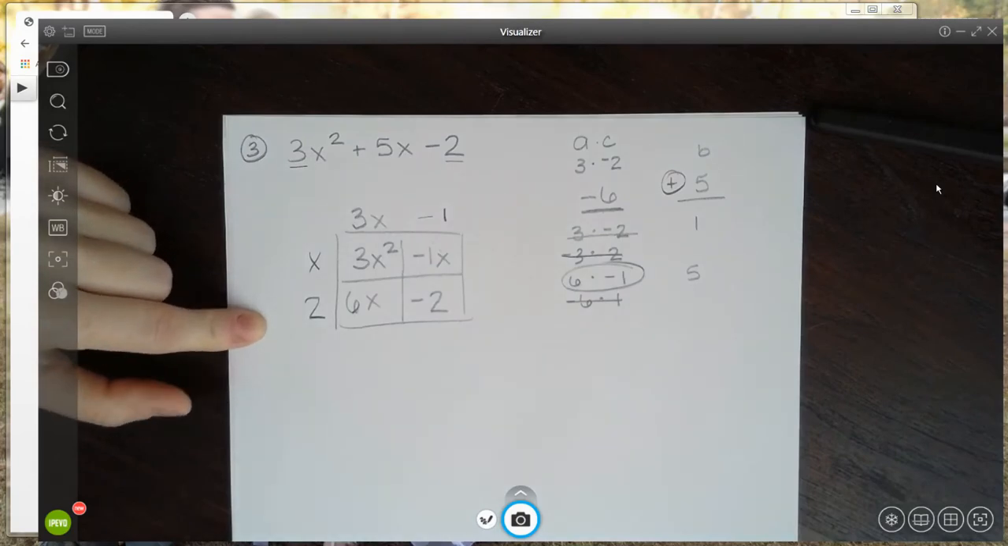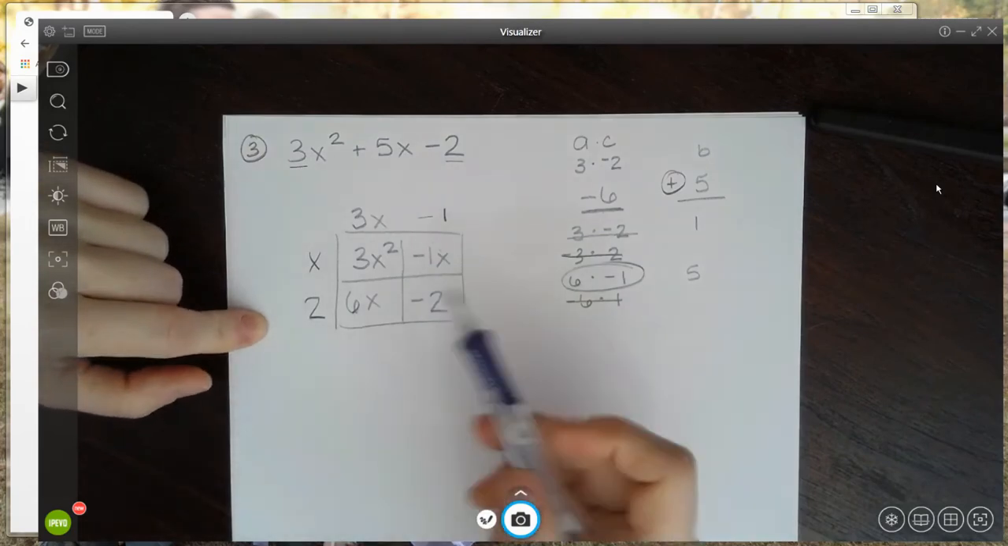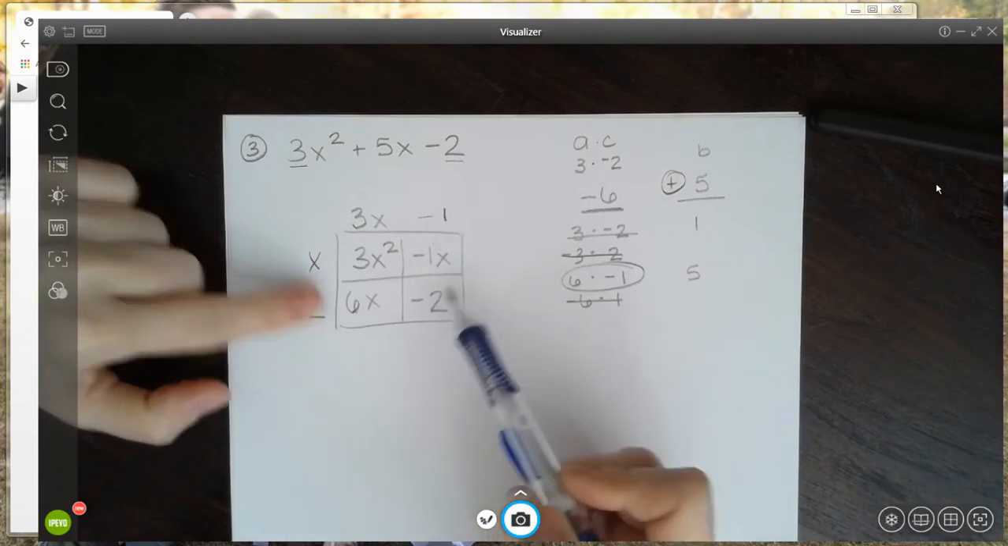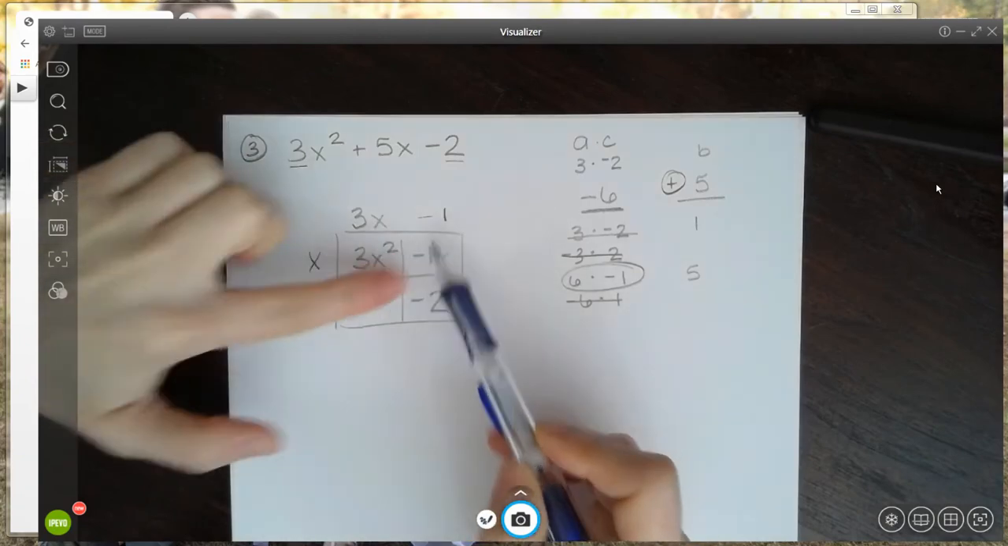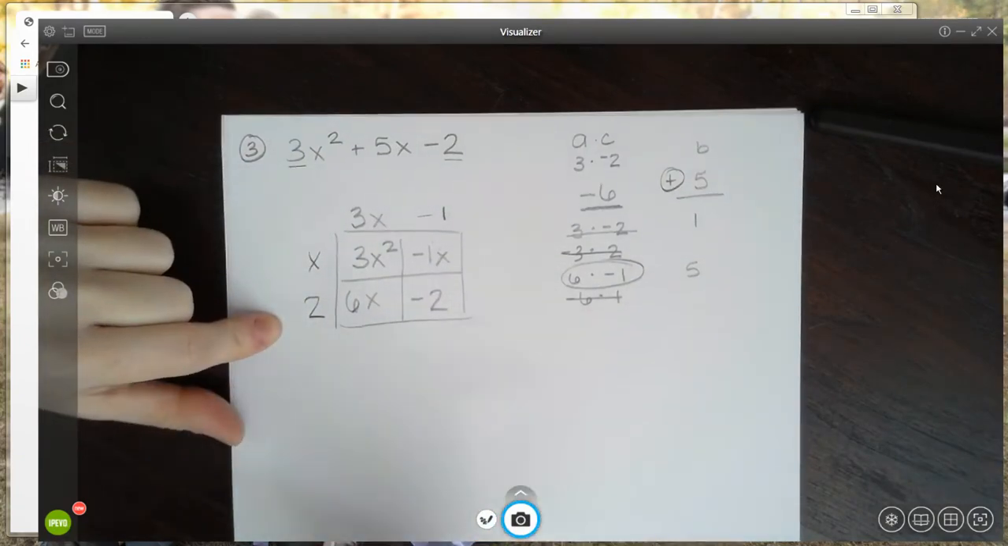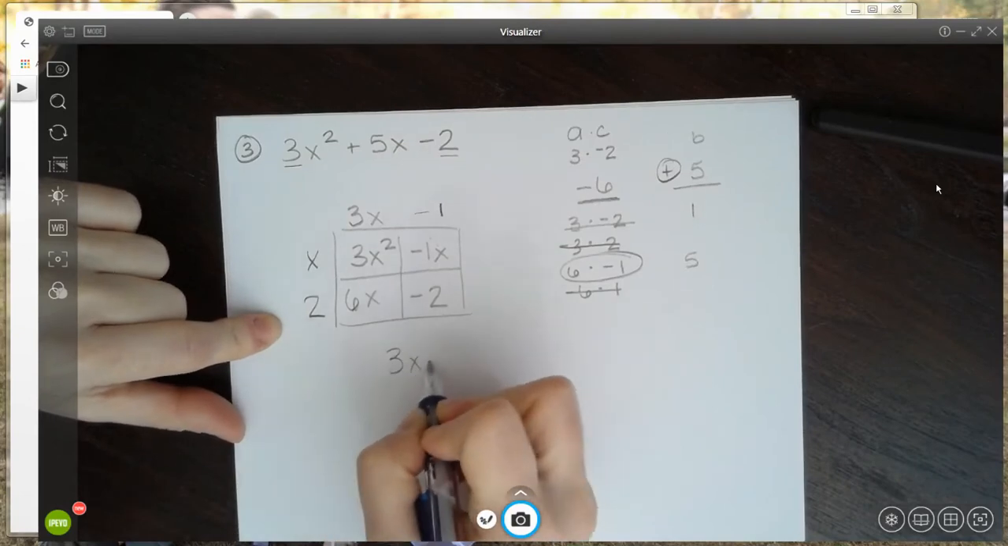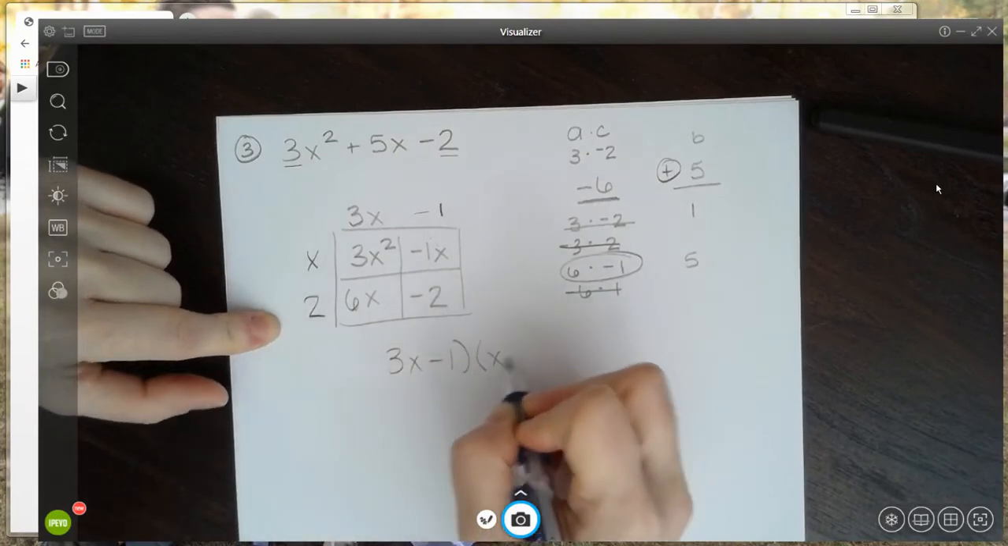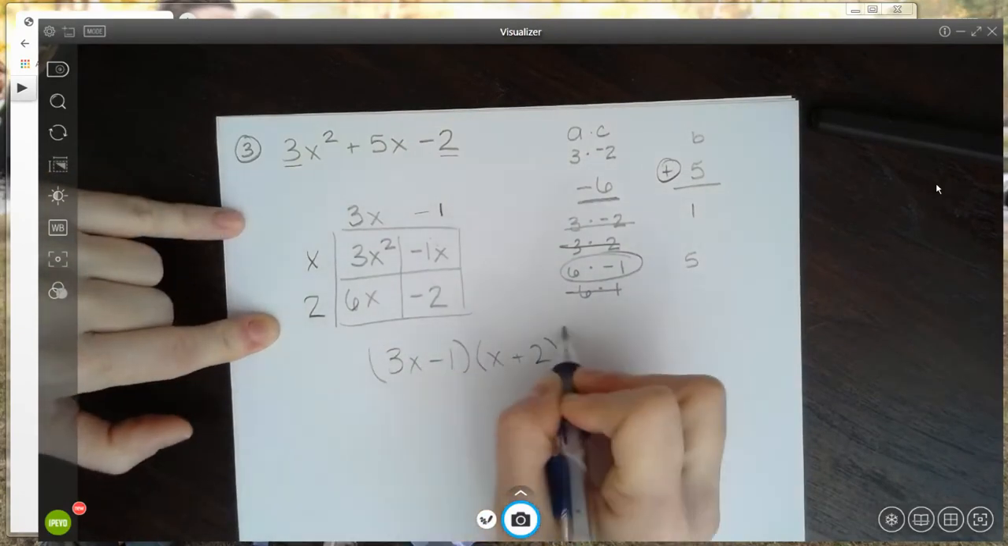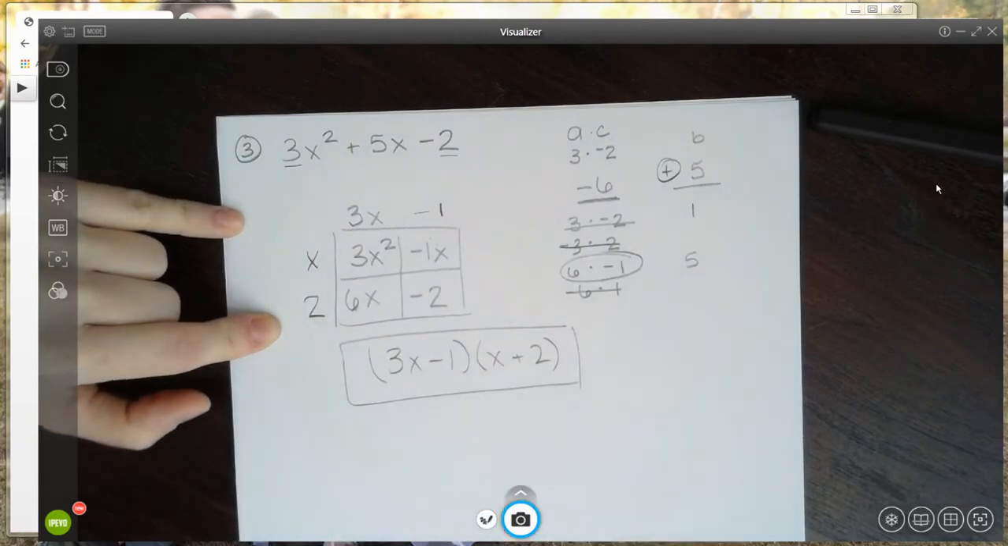Now I should, again, just as a double check, be able to multiply through and see that all of my boxes get filled in with the correct multiplication. So I'll have 3x minus 1 times x plus 2 as my factors.